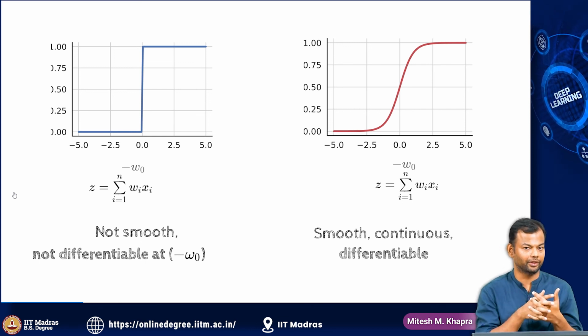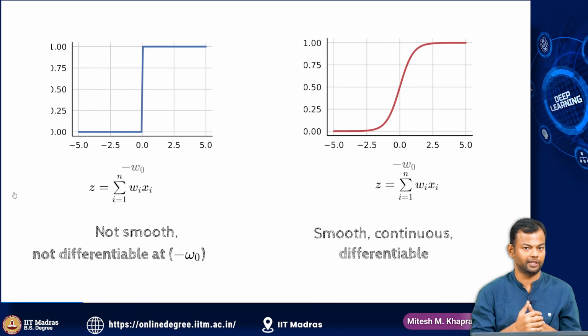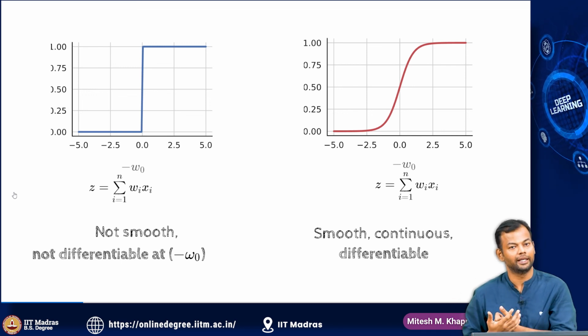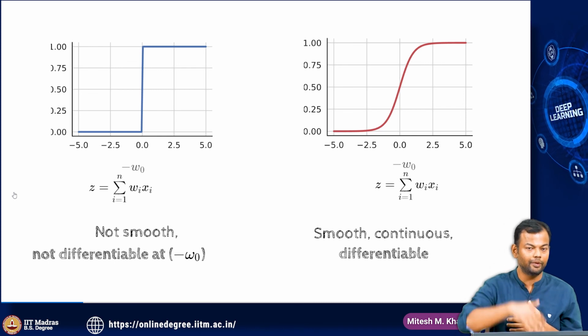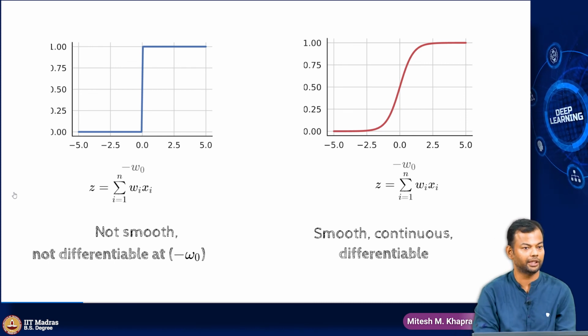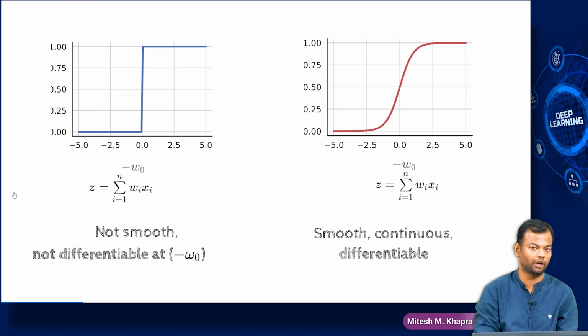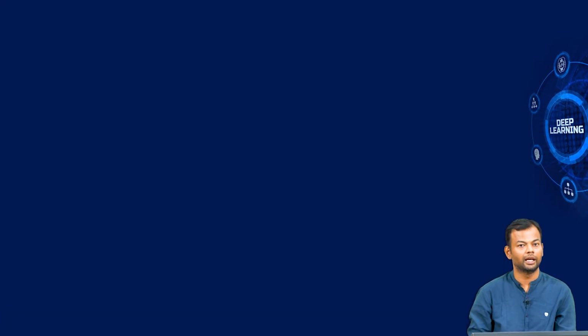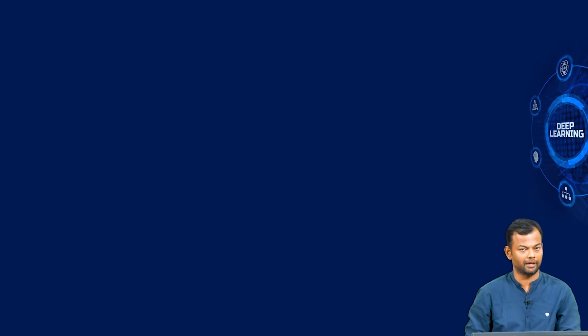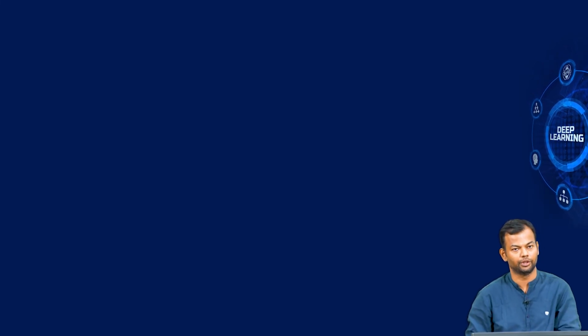I'll not delve further into it, and you'll get to know why differentiability is important, because I'll soon start taking derivatives of something, right? And if I'm taking derivatives and all the functions involved are not differentiable, then you can't take the derivatives, right? So that's why it's important to have differentiable functions, and that's why it's good to have the sigmoid neuron with us. Okay.